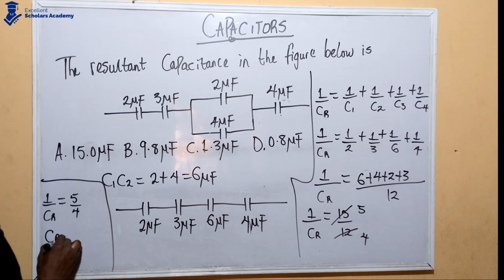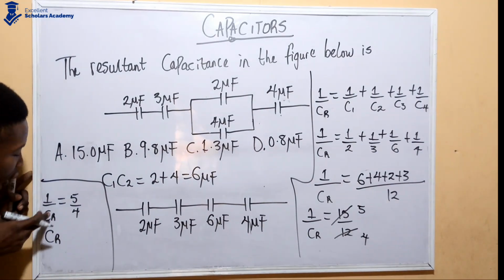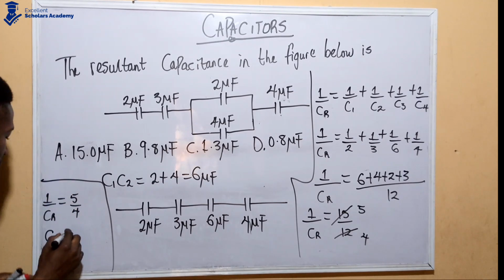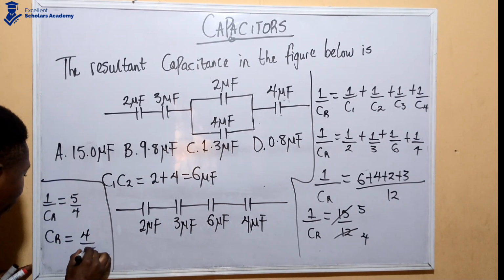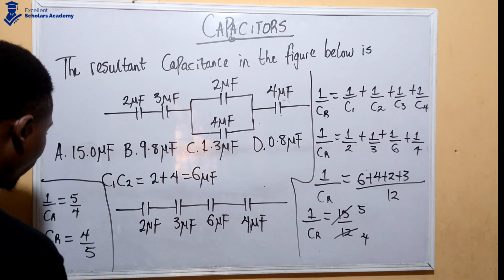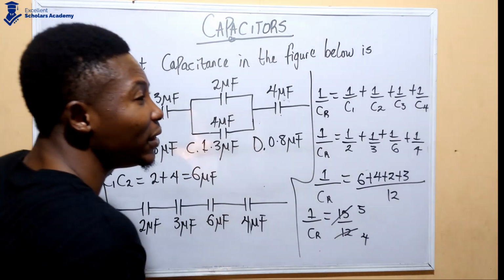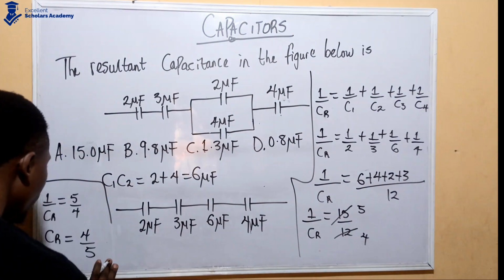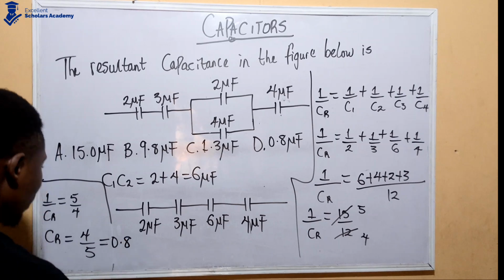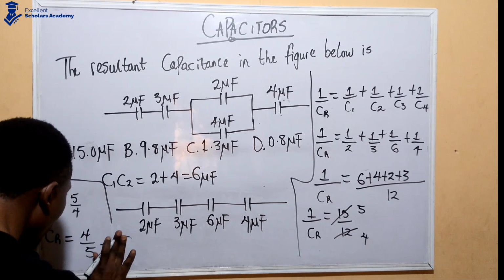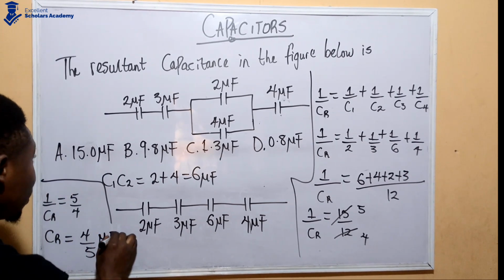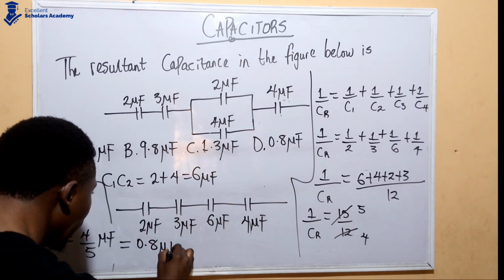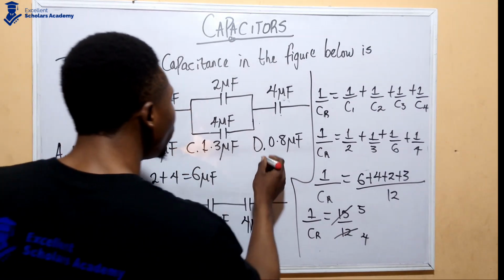So CR itself, now this is 1 over CR. For you to get CR itself, because the CR you are looking for is not 1 over CR, you invert the right hand side. So CR becomes 4 over 5. Now, of course, 4 over 5 is not in the options, but you can convert 4 over 5 to decimal. 4 over 5 is going to be 0.8. But you don't just put 0.8. I was supposed to put microfarad because all of them are in microfarad. So the correct answer is 0.8 microfarad.